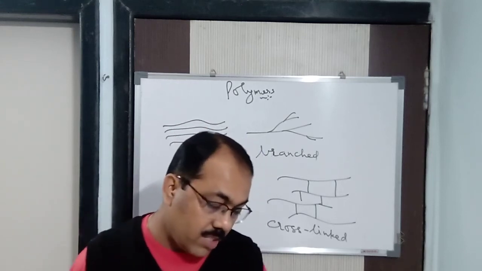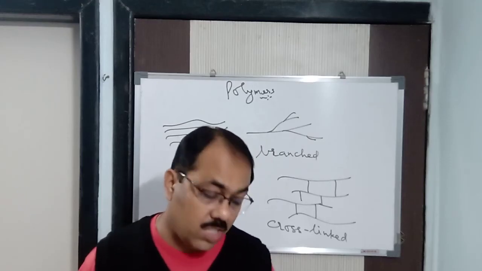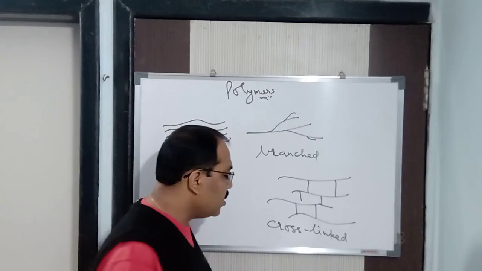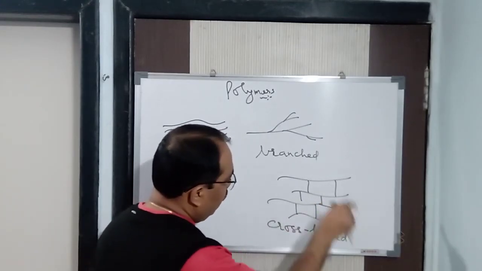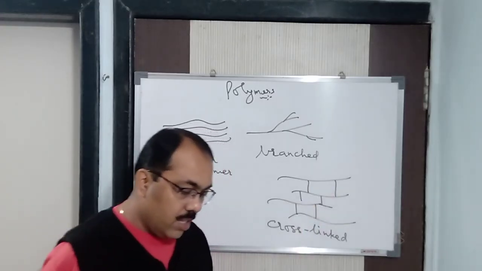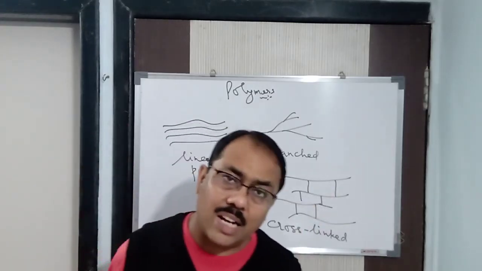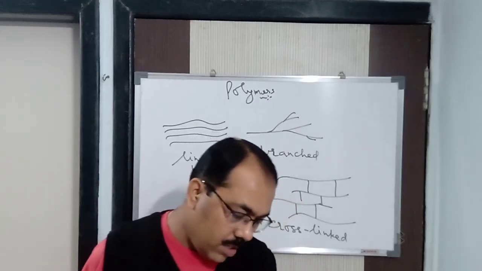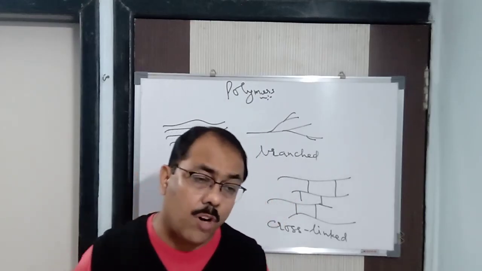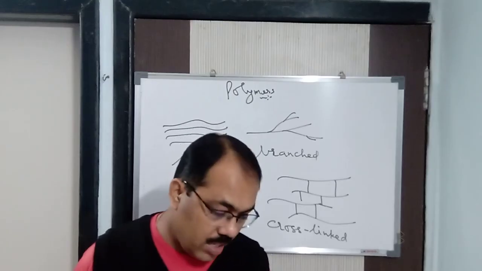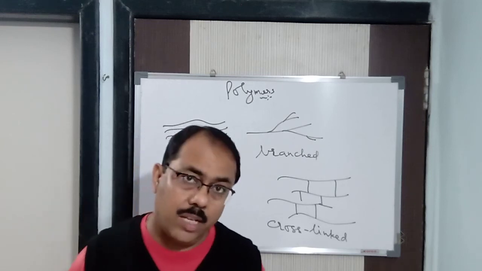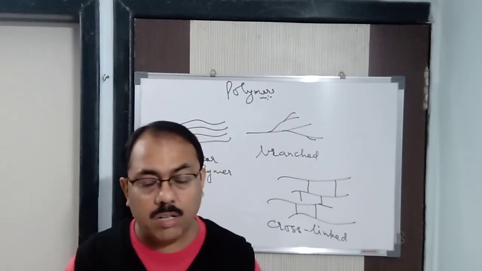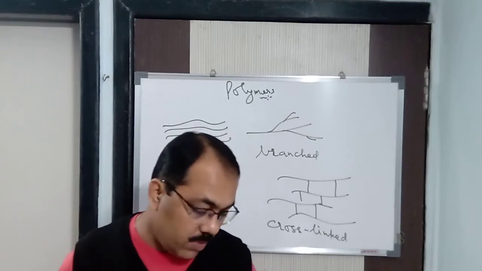Next, cross-linked polymers: the polymers in which the adjacent polymeric chains are linked together through side chains to form a three-dimensional network. Due to this, cross-linked polymers are hard, rigid, and brittle in nature. Examples are melamine formaldehyde, bakelite, and urea formaldehyde resin. They come under cross-linked polymers.